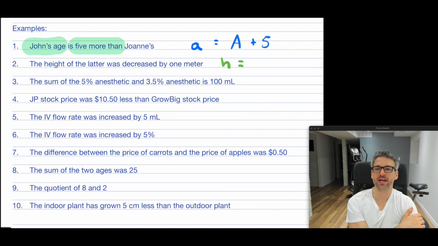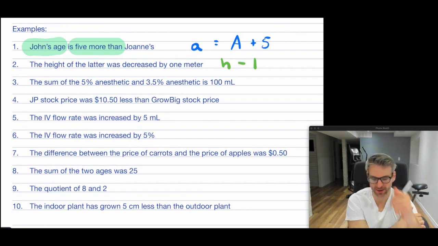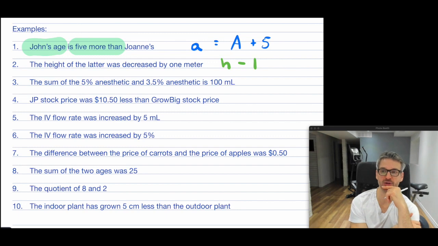So here we have was decreased by 1 meter. So that height was decreased by 1 meter. If we're going to be decreasing it by 1 meter, that particular height is going to be decreased by 1 meter. Whatever the height was, now it is being decreased by 1 meter. And notice that's tricky to try to translate it back.